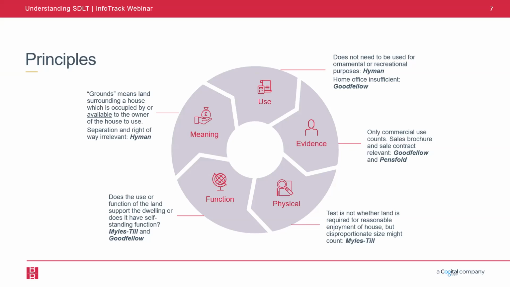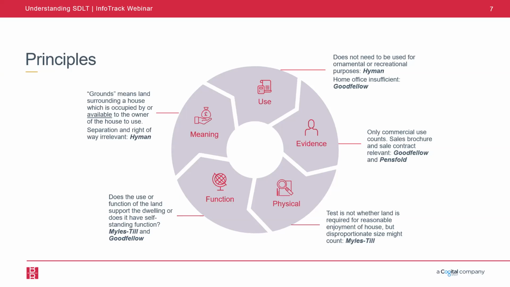Okay, let's skip to use. And I think I've mentioned this already, but just to underline the point, some argument was made in that case that the land had to be used for ornamental or recreational purposes. And the tribunal found that wasn't the case. It didn't need to be actively used for either of those purposes or any purpose really. The fact that it was available for use by the owner of the house was important.